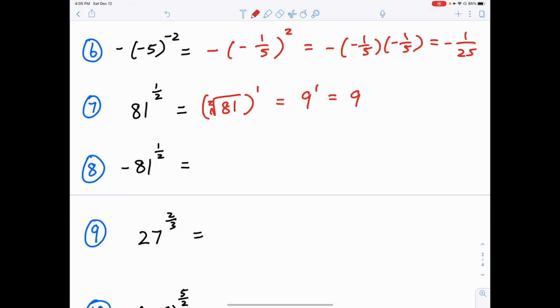For number 8, we have negative 81 to the power of 1/2. So think about what that one should be. So again, we have negative held on the outside. The 1/2 power is being applied to the 81 only. So once again, we can just write it as the square root of 81 to the power of 1. And this would give us negative 9 to the power of 1, which is just negative 9 as a result.